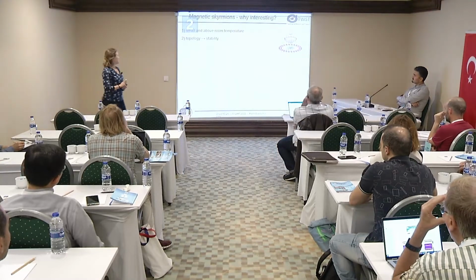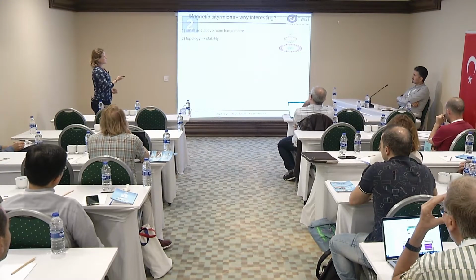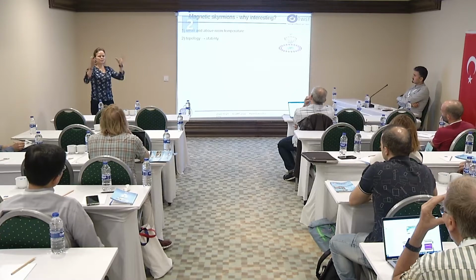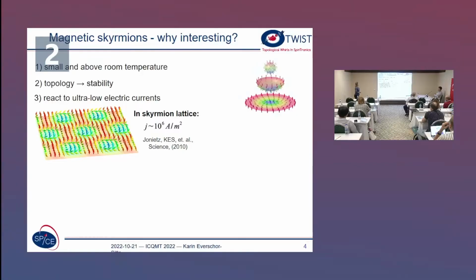They can be rather small, and because of their topology, they are a bit more stable than other structures. A skyrmion belongs to the homotopy group pi2 of S2, and you can map them to a sphere. So we are back, thank you. This is the picture I was alluding to: you can map a skyrmion onto the sphere.